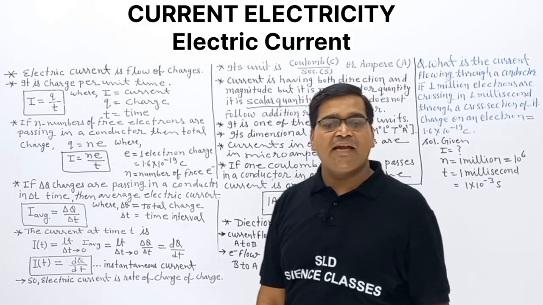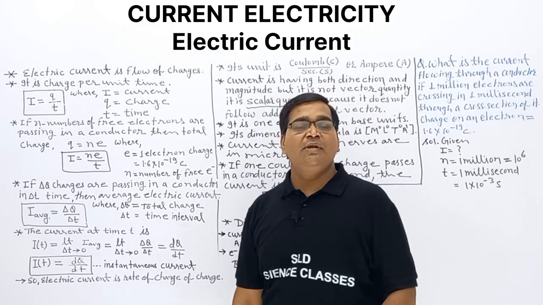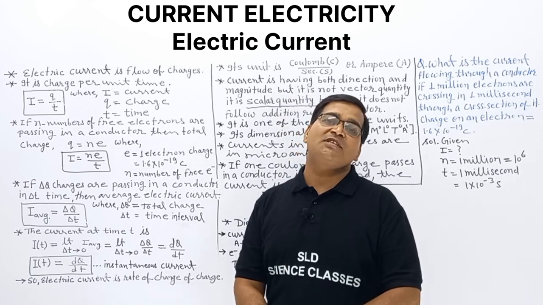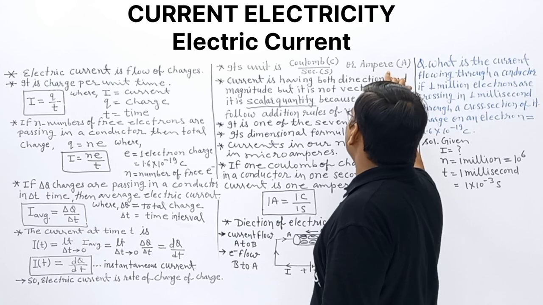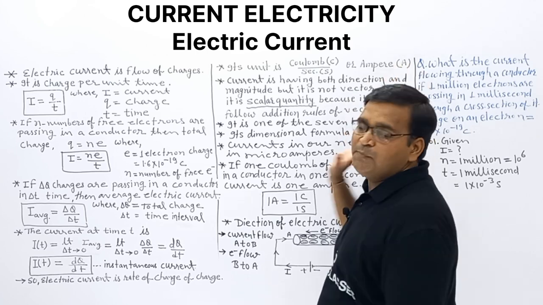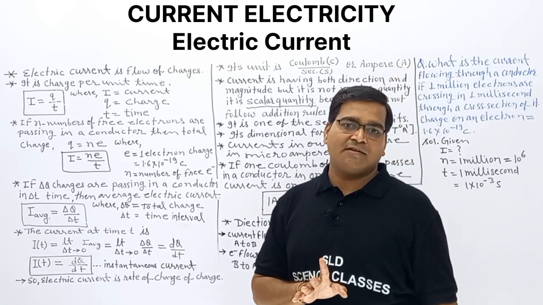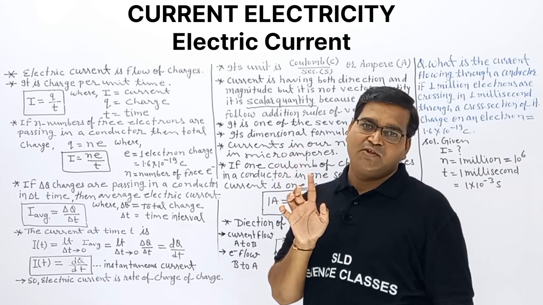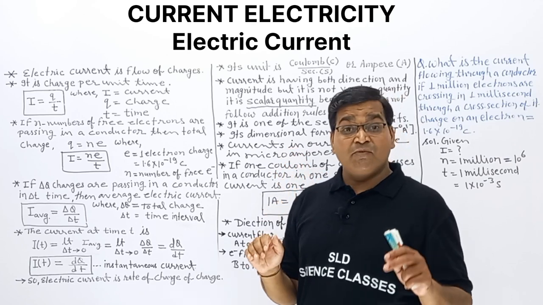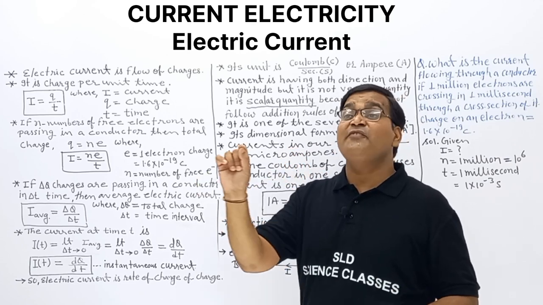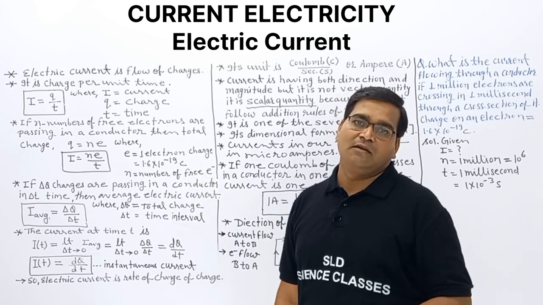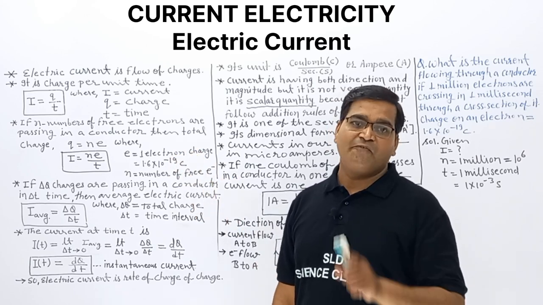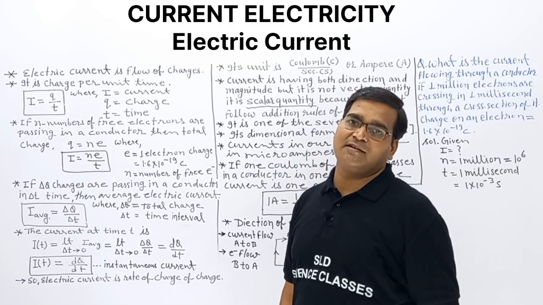Ampere is the name of a scientist, so the current unit is named after the scientist Ampere, and its symbol is capital A. Sometimes we observe in a question something like 5A. That is the current: 5 ampere current.